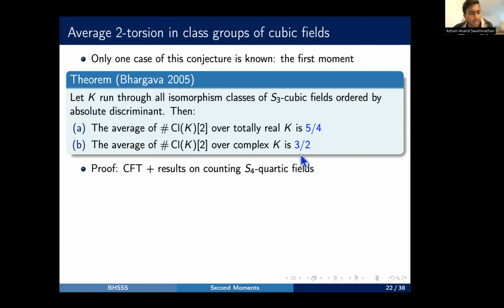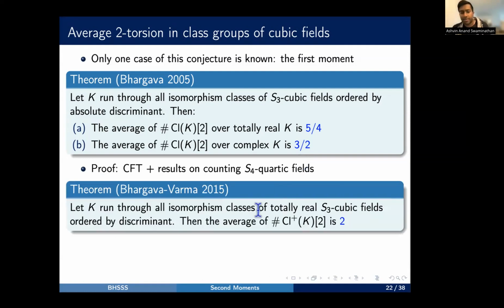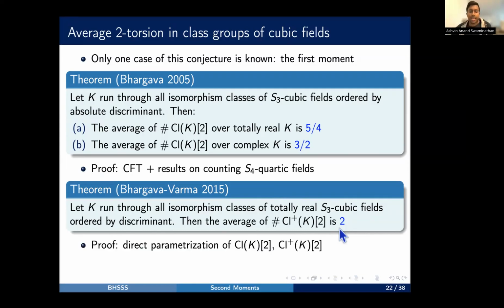And I should also mention in this context the work of Bhargava and Varma from 2015. So they prove a result about the narrow two torsion. They show that the average size of the narrow two torsion over totally real cubic fields is 2. And the proof of that is quite different. They use a direct parametrization of two torsion in class groups to prove this result. They don't follow the class field theory approach. And in fact, this direct parametrization can also be used to recover Bhargava's results on the average size of the two torsion.